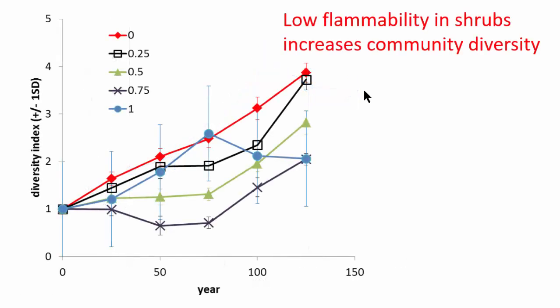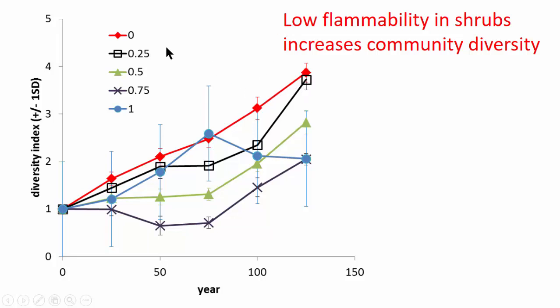Okay? And then here's my next bit of results. This is looking at all 5 of the flammabilities for the different shrubs. Up here I have a little title that explains. I could put something generic like flammability in shrubs and community diversity, but why not put something that actually tells me what's going on?